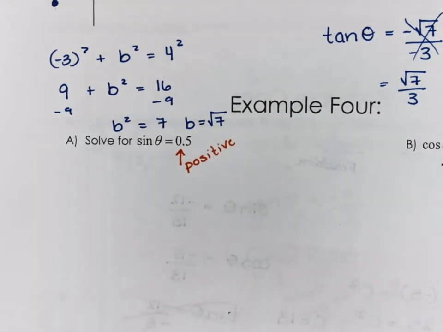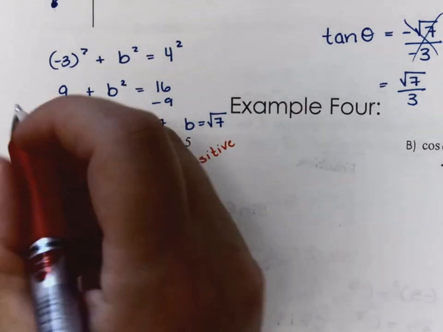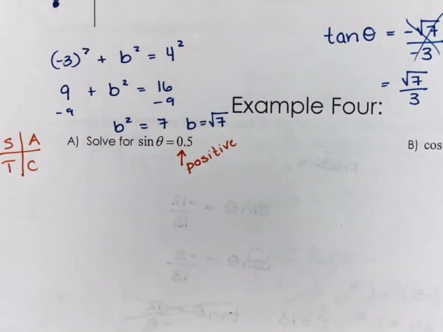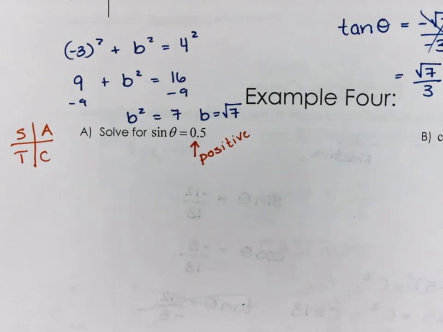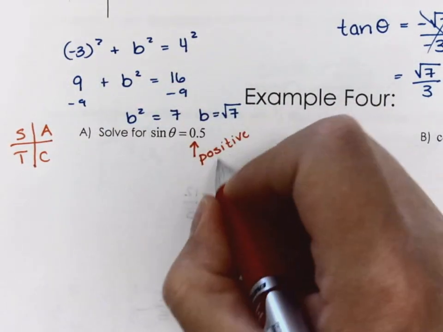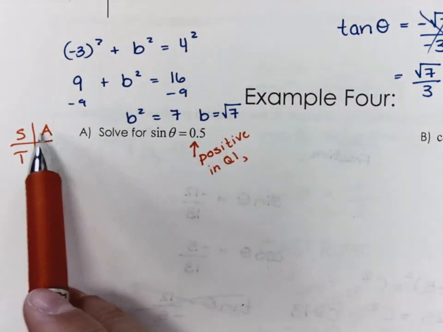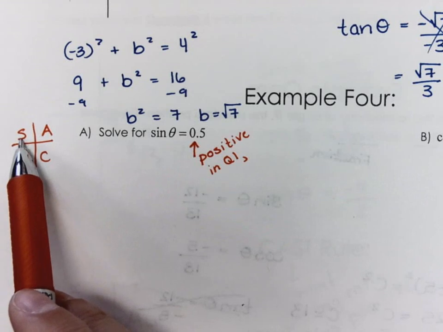Now back when you were in grade 10, you lived in triangles. Now you're living on the coordinate plane. You need to go to your CAST rule because sine is positive in two places. If you go back to your CAST rule, here, let me just draw this here because I know my CAST rule. So where is sine positive? You just found that 30 degrees. Sine's positive in quadrant 1, and sine's positive in quadrant 2.